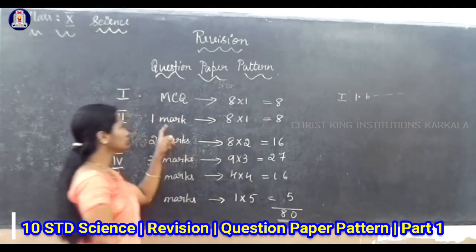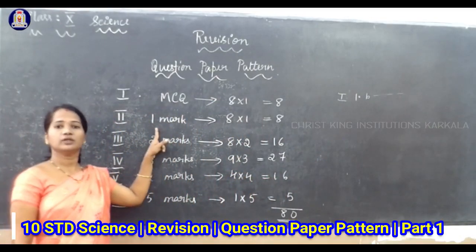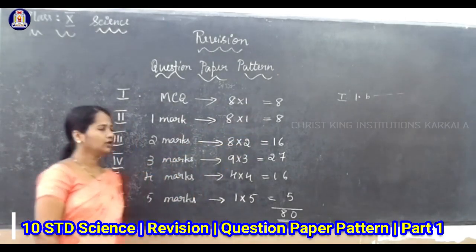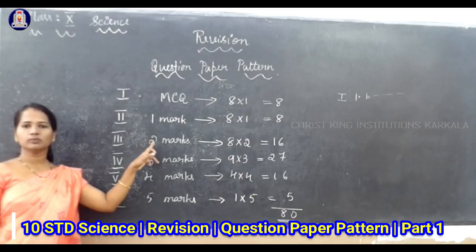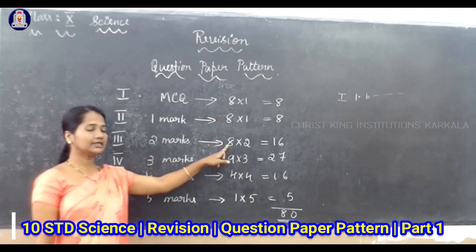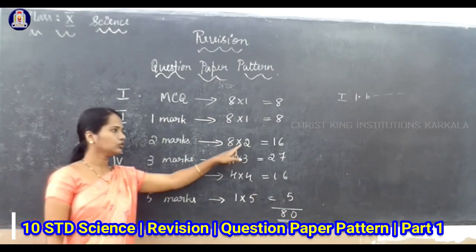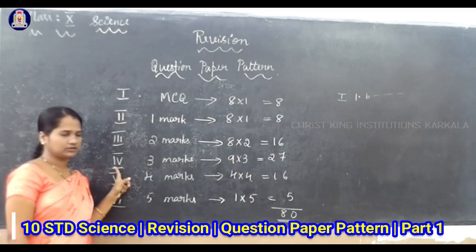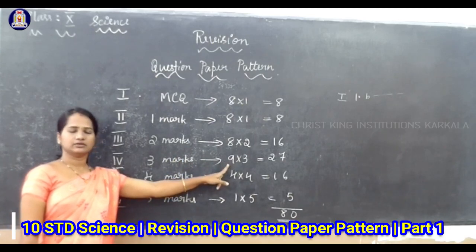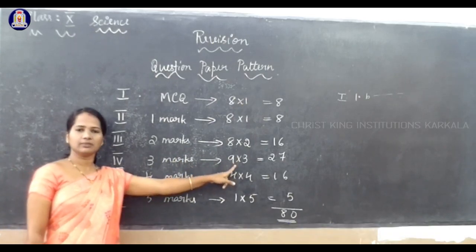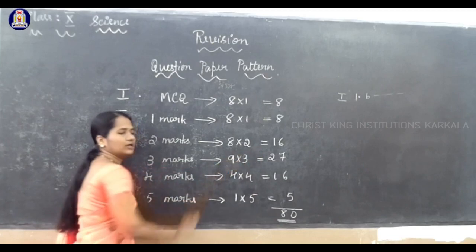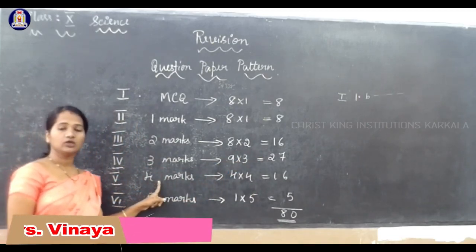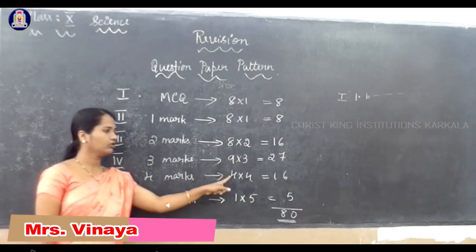Then Roman number 2 will be 1 mark questions. You will have 8 one-mark questions, 8 into 1, 8 marks. Roman number 3 will be 2 marks questions. You will have 8 two-mark questions, 8 into 2, 16 marks. Roman number 4 will be 3 marks questions. You will have 9 questions of 3 marks, so 9 into 3, 27. Roman number 5 will be 4 marks questions. You will have 4 questions of 4 marks.